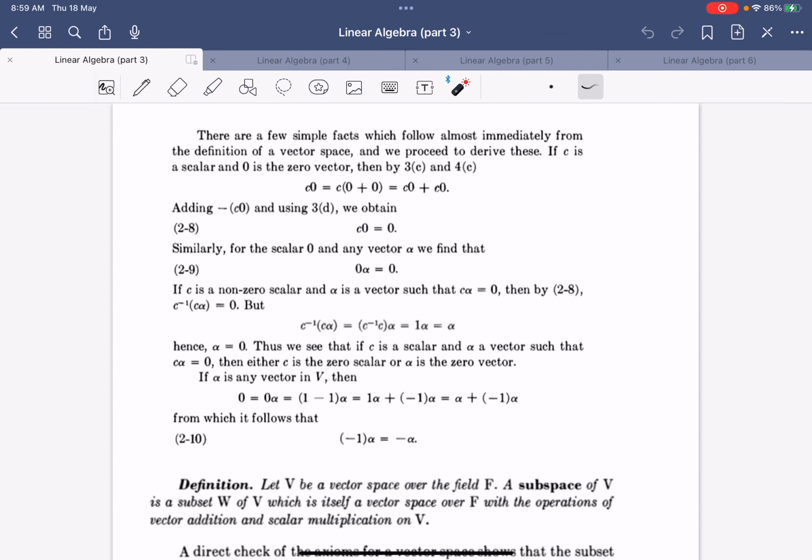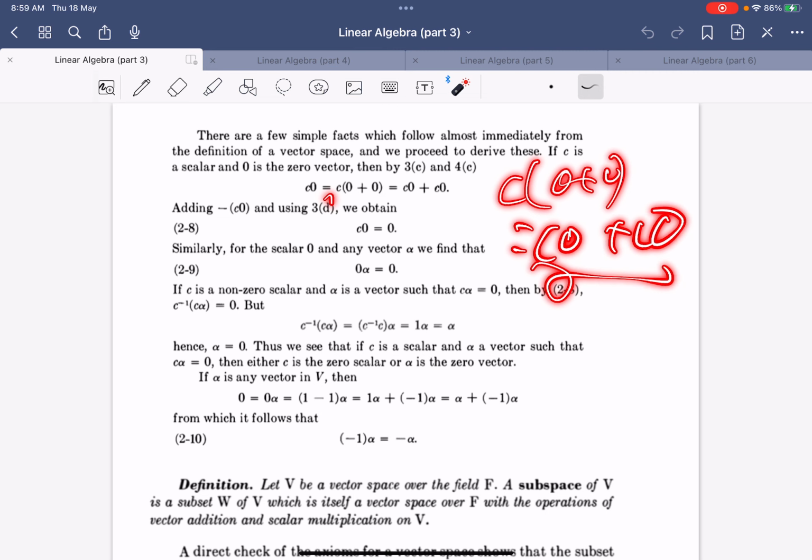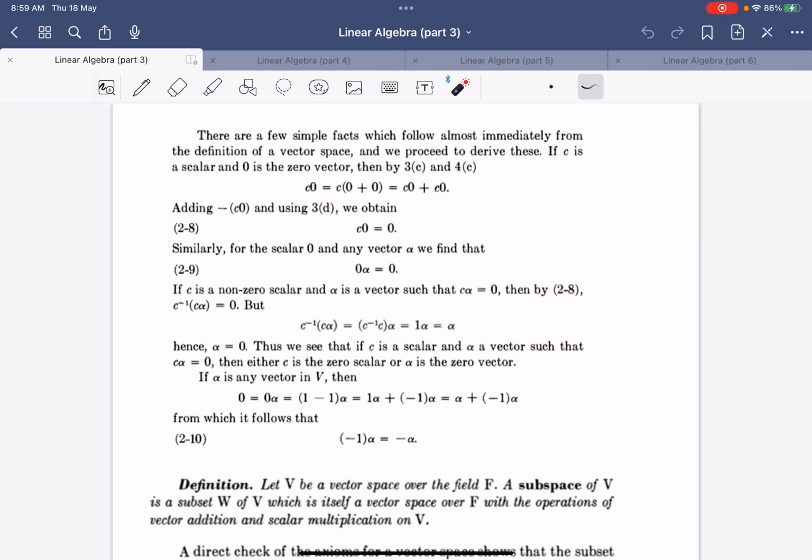And some immediate facts about vector spaces are that a scalar multiplied by the zero vector will always be the zero vector. And it follows from the distributive laws. So c(0 + 0) = c0 + c0, and this equals c0. So you can cancel out, and this leaves that c0 is just the zero vector. And if you multiply a zero scalar to any vector, then it will also result in the zero vector.